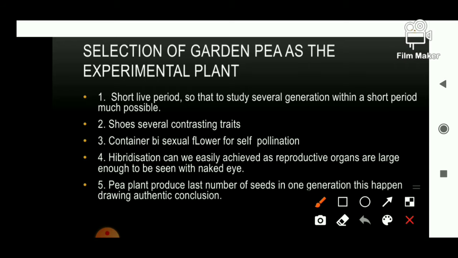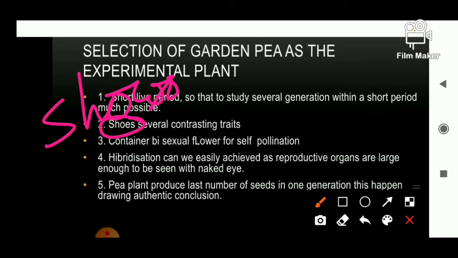The second is that it shows several well-defined, easily detectable contrasting traits. And next is the bisexual pea flower. When the flower matures, the male and female reproductive organs both mature at the same time, and complete enclosure of the reproductive parts by the petals ensures self-pollination. And this self-pollination helps to maintain purity of genes.